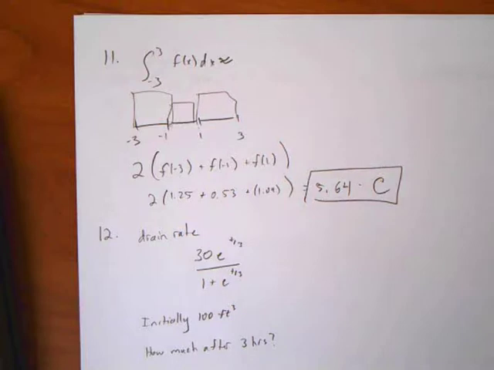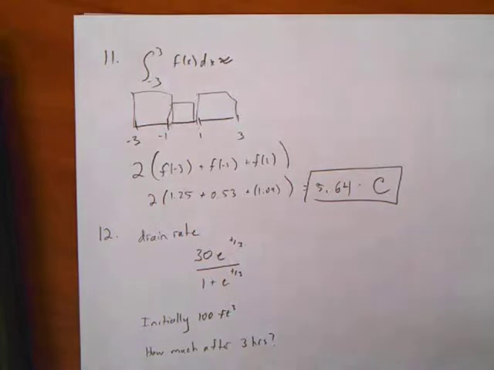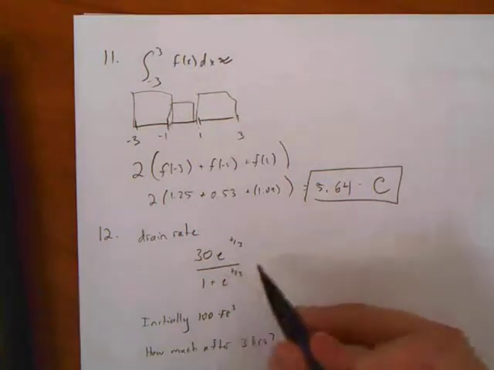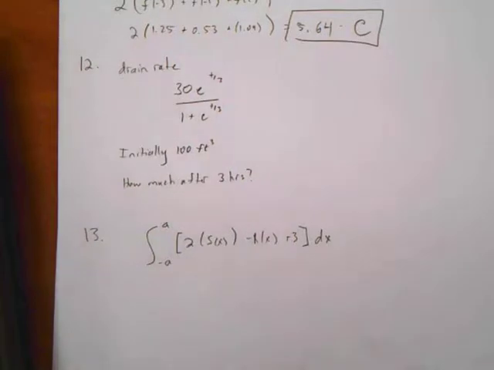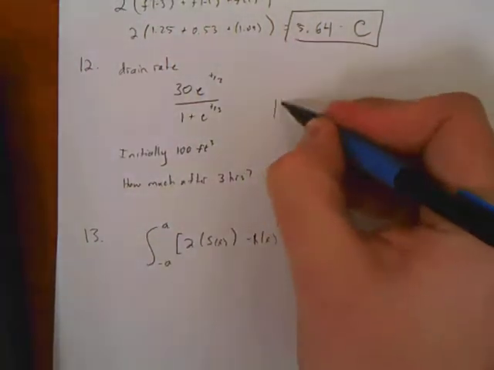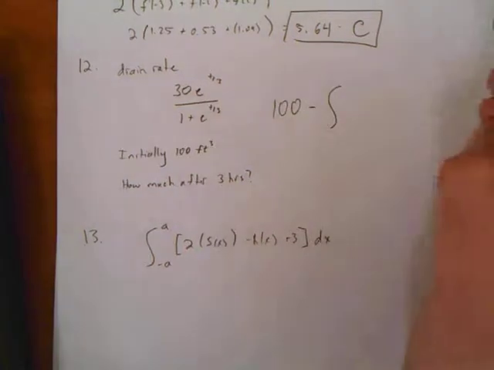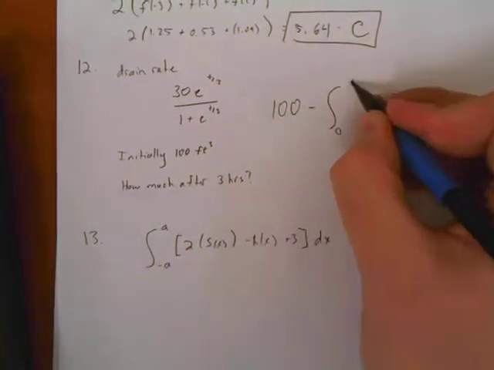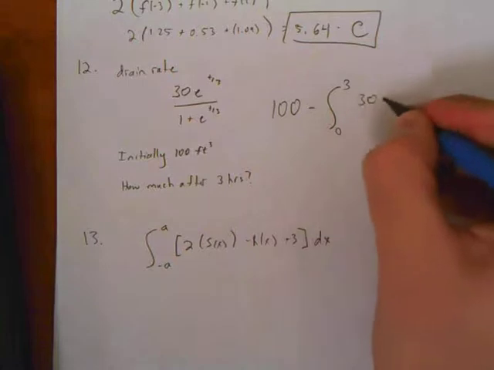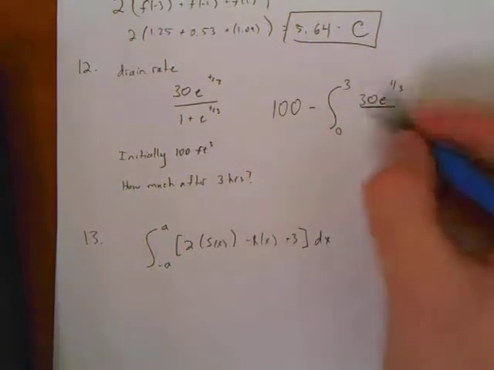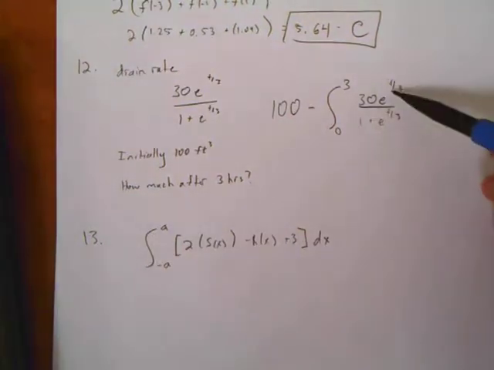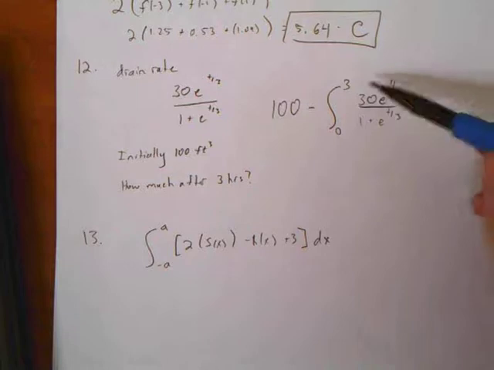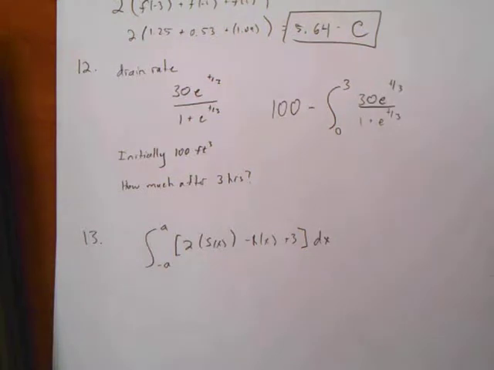Number 12, we have 100 cubic feet of water, but it's draining at a rate of 30 e to the t over 3 divided by 1 plus e to the t over 3. Now that's the derivative. It's the drain rate. So what we need to do is take 100 cubic feet of water, and we need to take the antiderivative, the integral from 0 to 3 of that function, because this tells us how much is actually drained in the first 3 hours, because this is the rate at which it's draining. And if we take the area underneath the curve from 0 to 3, that's how much it's actually drained in the first 3 hours.